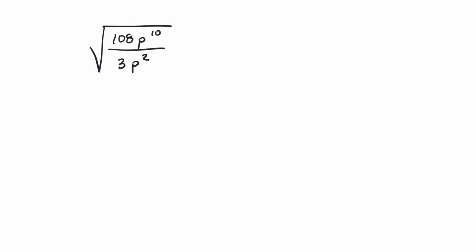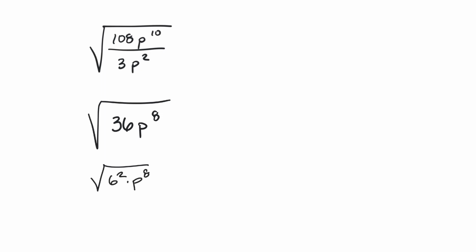So 108 and 3, they have a common factor of 3. So 3 goes into 108 36 times. So you've got the square root of 36, and then p to the 10th divided by p to the 2nd is just p to the 8th. And so now we just have the square root of 36p to the 8th, which would be the square root of 6 squared times p to the 8th. So that's just 6p to the 4th.